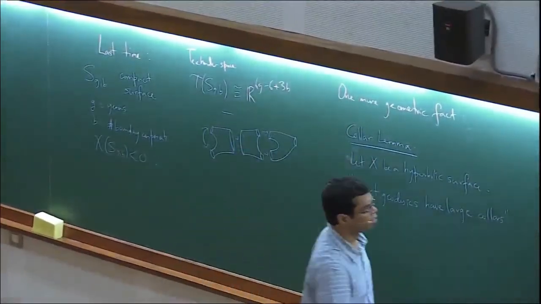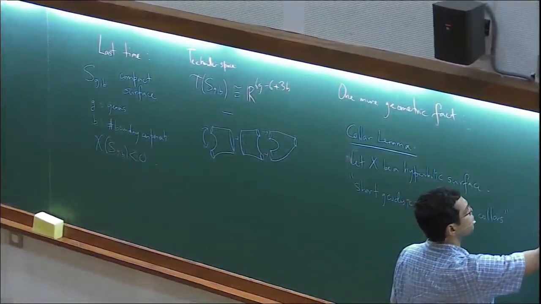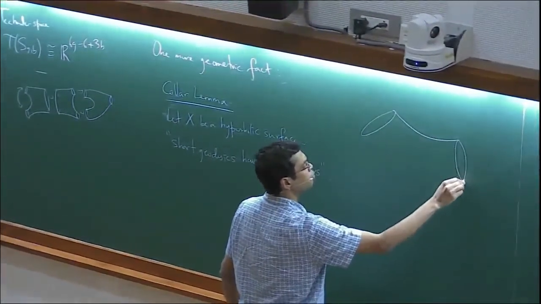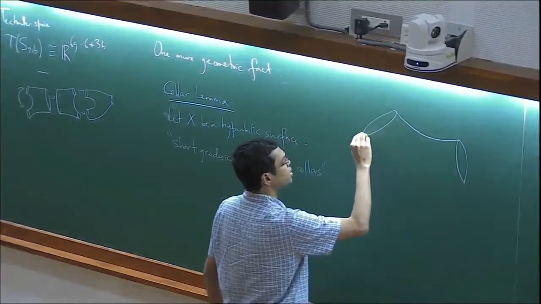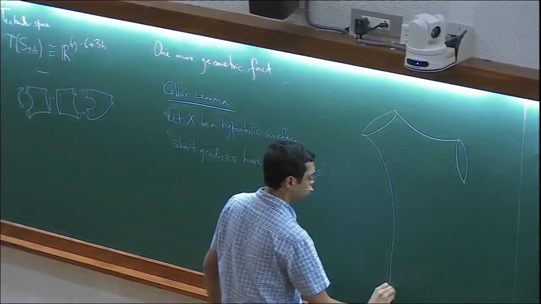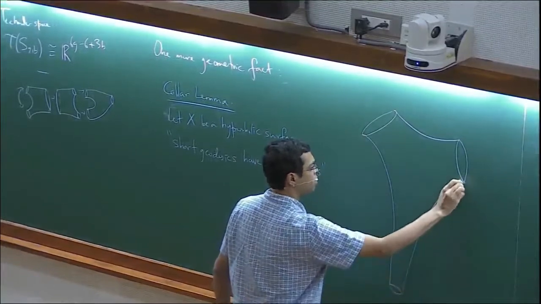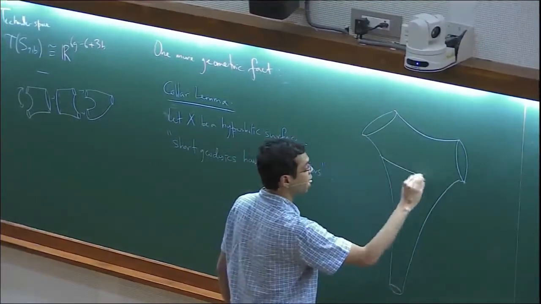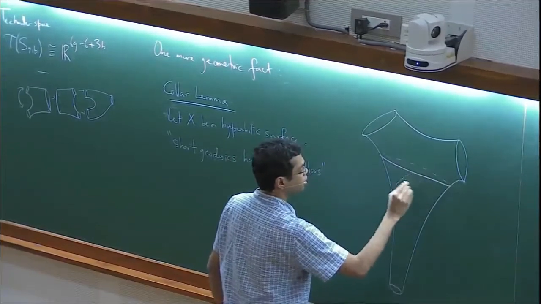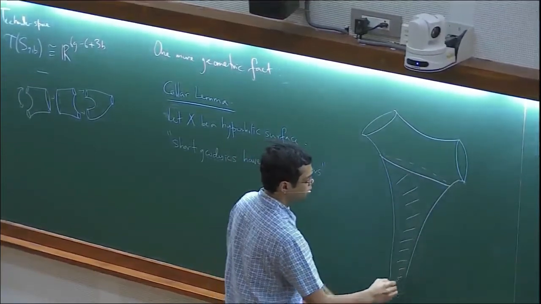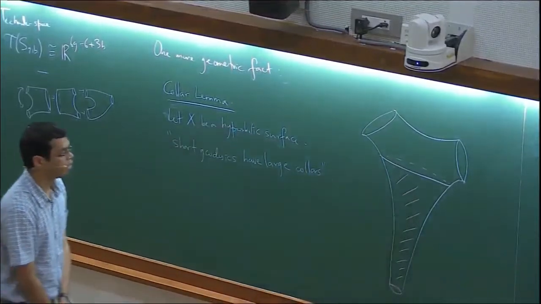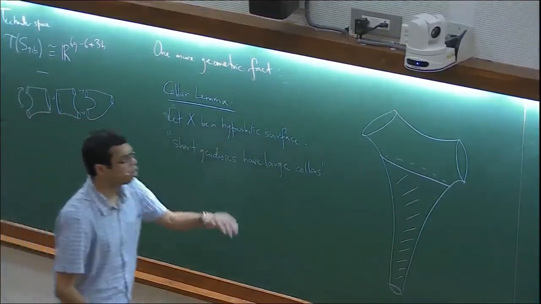And so we already see this on a pair of pants. So if you take a pair of pants where, let's say, two boundary components are these, and there's one boundary component which is very short. Then it turns out that a hyperbolic pair of pants would look like this, and this short boundary would have a large collar. It would have a large embedded annulus around it. And this can be quantified.